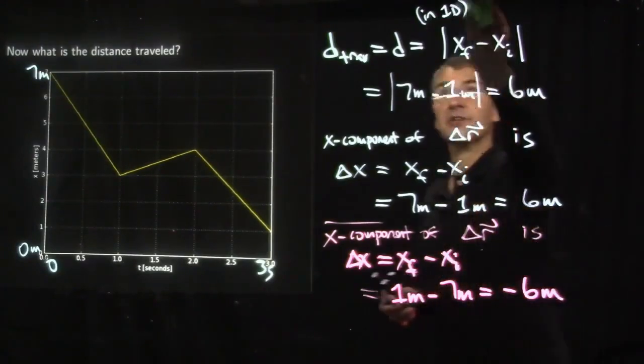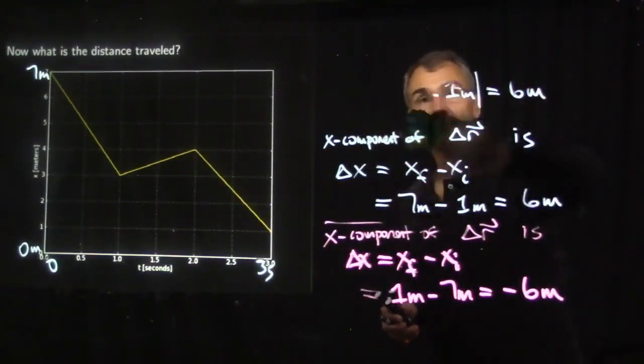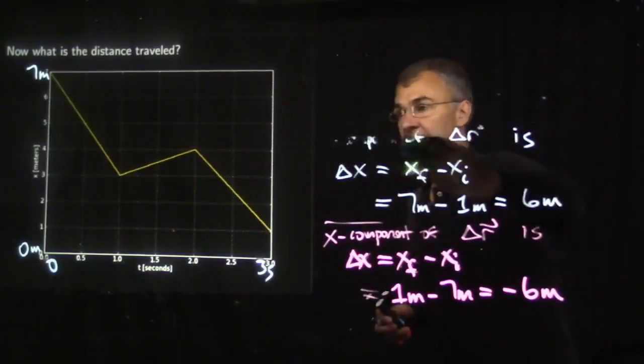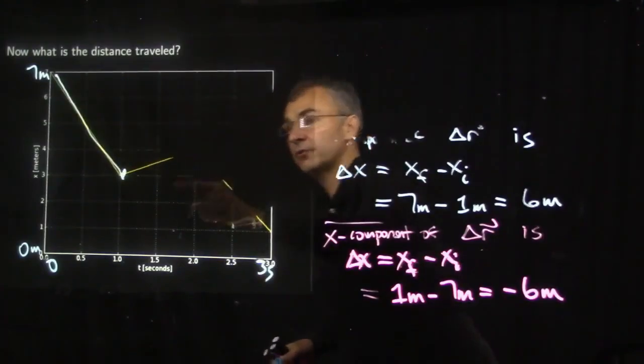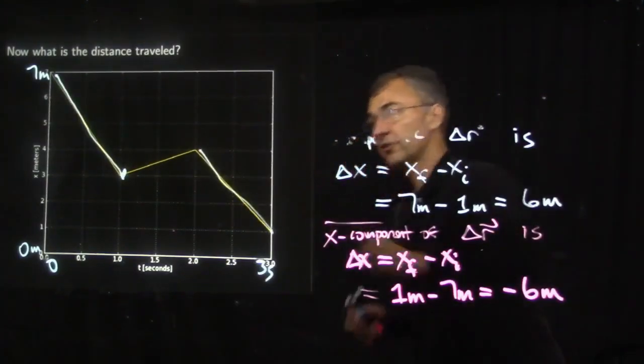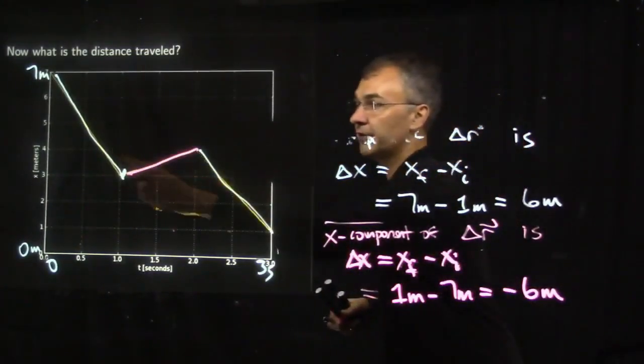So we have to ask ourselves, do we ever change direction? Do we ever change from going forward to going backward, or from going backward to going forward? And I think we do, because I think we're going backward in this interval, and then we're going forward in this interval, and then we're going backward in this interval. So somehow we have to split this up into 3 segments, because we're going backward here, forward here, and backward here.